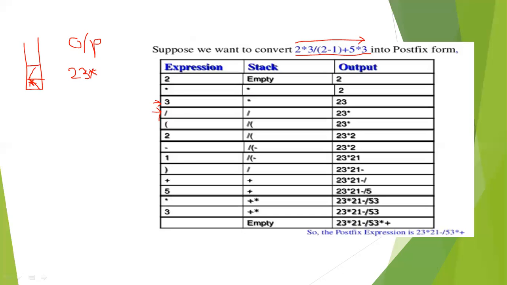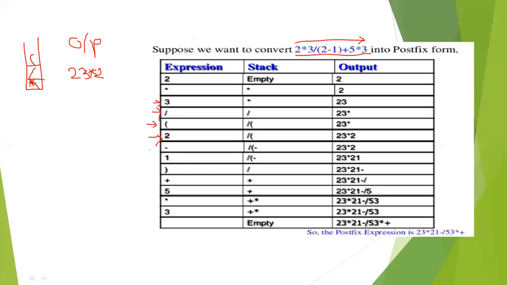Now the next thing is a starting bracket. If a starting bracket comes, what do we need to do? We have to push it onto the stack top. So the starting bracket is pushed, and there is no change in the output string. Now the next token is an operand. If it is an operand, we simply append it to the existing postfix string.